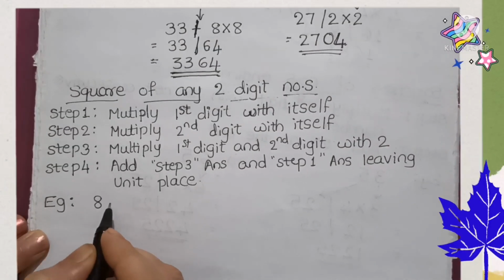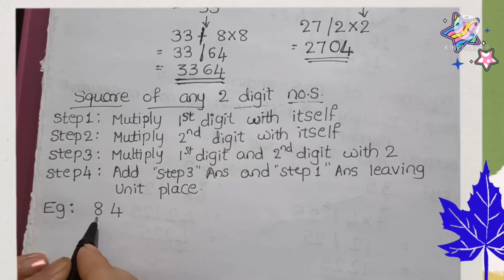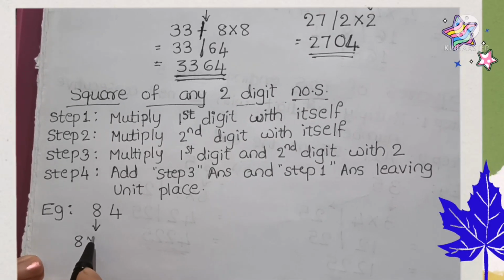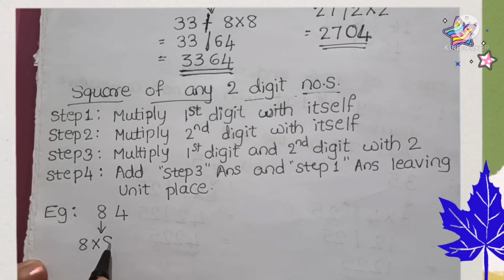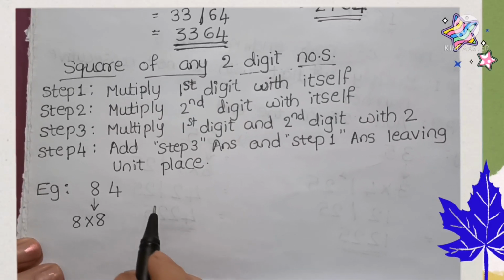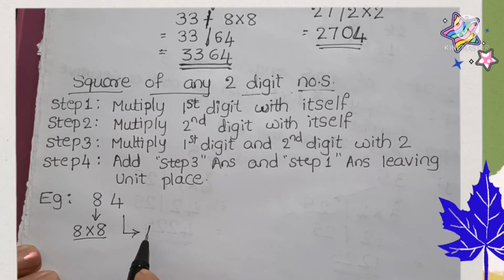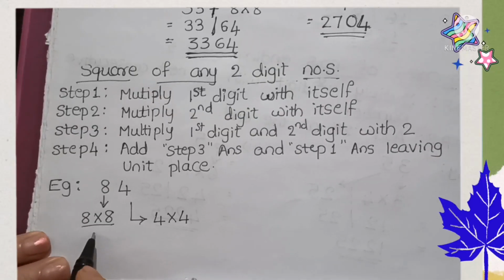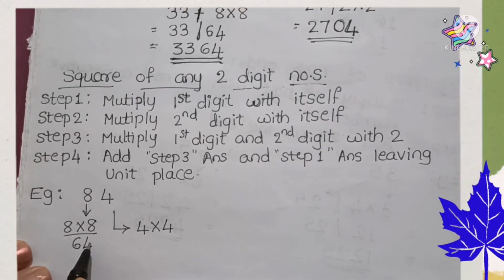Our first example, the one I gave you earlier, is that we have to find the square of 84. I am solving the same example once again to show you that we have to multiply the first digit of the number with itself. So we will multiply 8 with itself. We can also find the square of 8, that is 64.